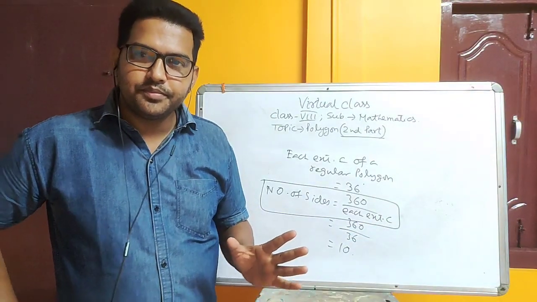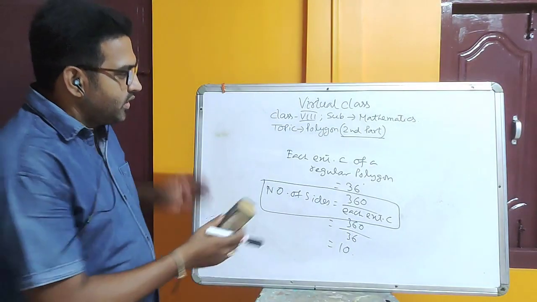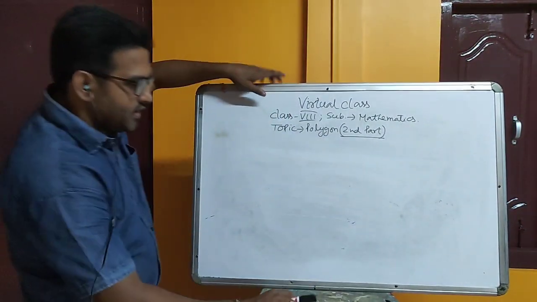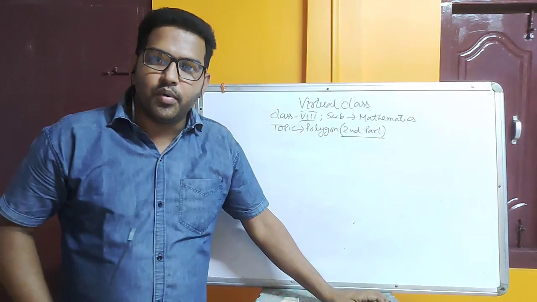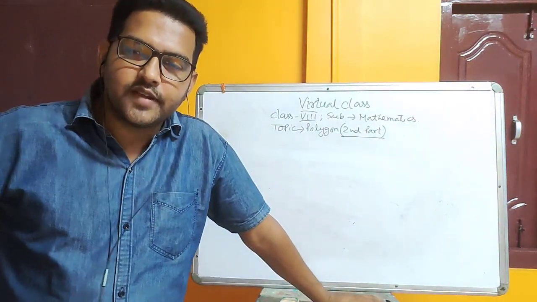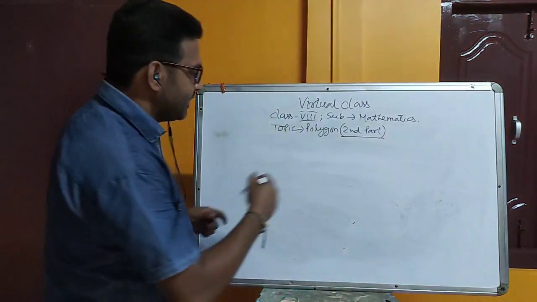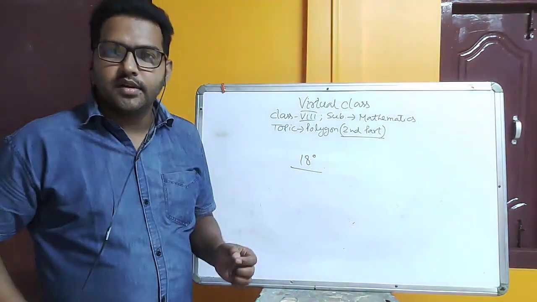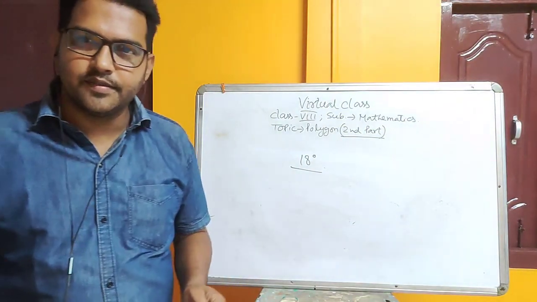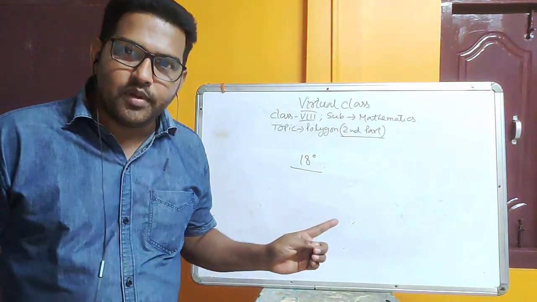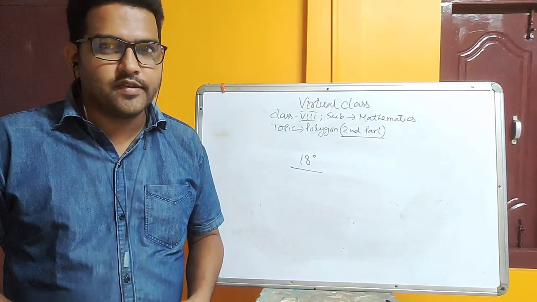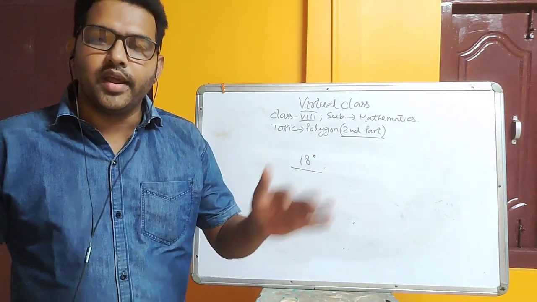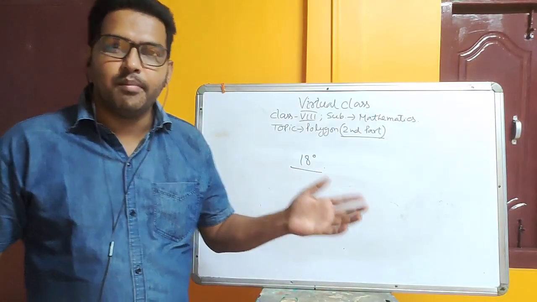Got this? Now find the number of sides of a regular polygon if each exterior angle is given as 18 degree. It's your task to find out the number of sides. It's only possible if the polygon is regular, otherwise not, because in a regular polygon only all sides and all angles are of equal measures.